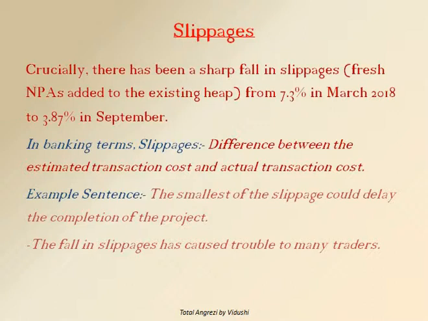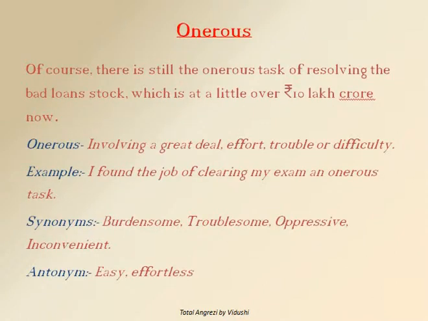The next word that I have for you is onerous. The sentence that I've picked this out from is, of course, there is still the onerous task of resolving the bad loans stock, which is at a little over rupees 10 lakh crore right now. The word means there is a great deal of effort or trouble or difficulty, so an onerous task is a very difficult task. There are other synonyms for this, like burdensome, troublesome, oppressive, inconvenient. These are all other words that you can use in place of onerous.